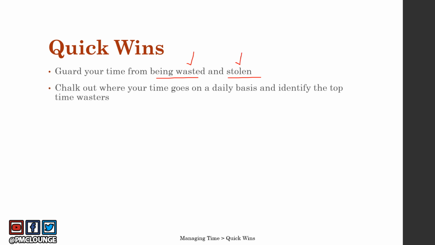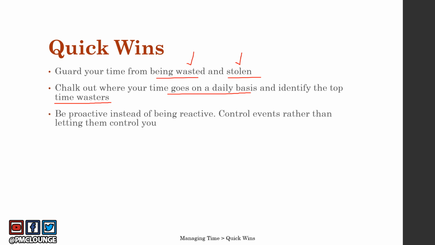All right, so here are some quick wins for chapter 2, managing time. You can guard your time from being wasted and stolen. We saw how your time can be wasted, how you give away your time for free. Don't do that. How people and processes can steal your time. Guard your time from being wasted and stolen. Chalk out where your time goes on a daily basis and identify the top time wasters. We talked about how you can create an Excel file, right? That way, if you are going to chalk out where your time is going on a daily basis, you'll be able to identify what your top time wasters are.